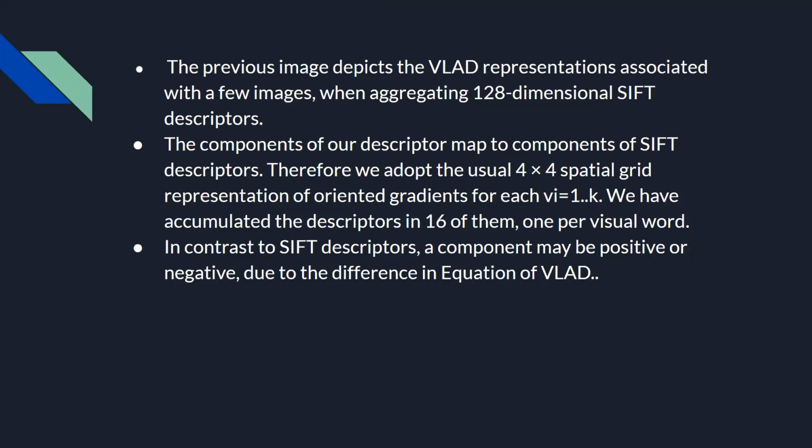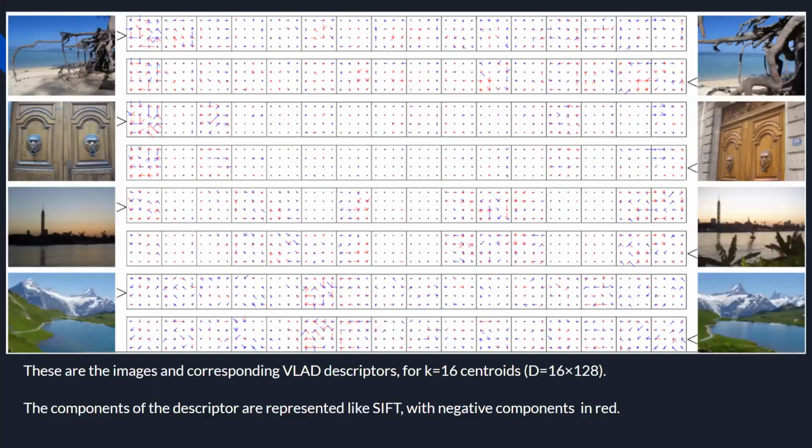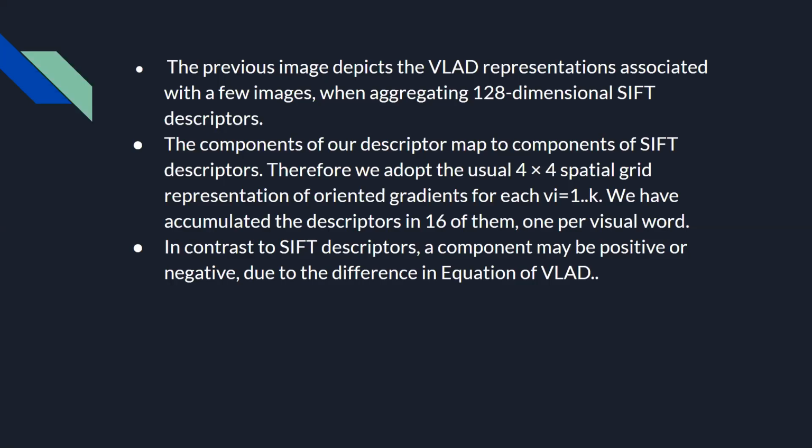That image depicts the VLAD representations associated with a few images when aggregating 128-dimensional SIFT descriptors. The components of a descriptor here map to components of SIFT descriptors. Therefore, we adopt a 4x4 spatial grid representation of oriented gradients for each vi. We have accumulated the descriptors in 16 of them. We can see for each orientation of the image, we have 16 of them, one per visual word.